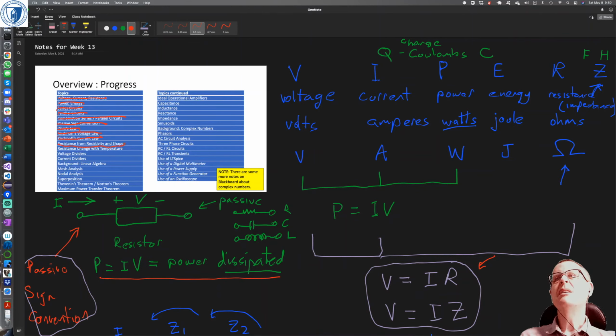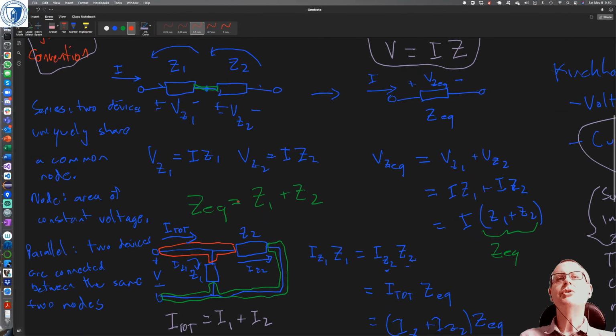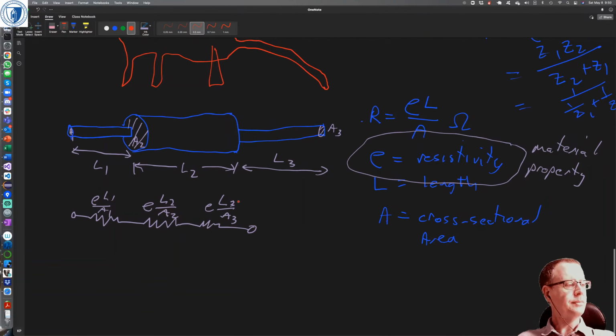Resistance from resistivity and shape. Wish I could draw straight, that would be wonderful. And then resistance change with temperature. Right, so when temperature changes, that makes the molecules in the material bounce around a little differently. So we're going to expect a change in resistance from the nominal resistance, R nom, right?